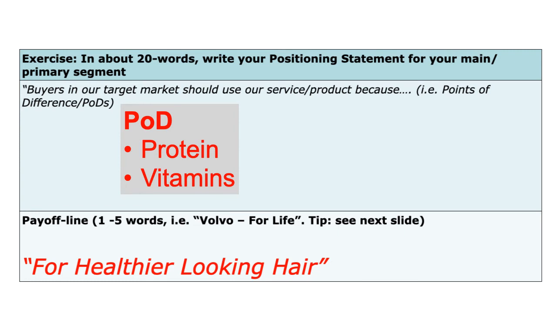Okay, so try and think about your business unit or your product's payoff line and a positioning statement. A positioning statement should be about 20 words. Write a little paragraph or a sentence about why the target market should buy your product versus the competitor's product.